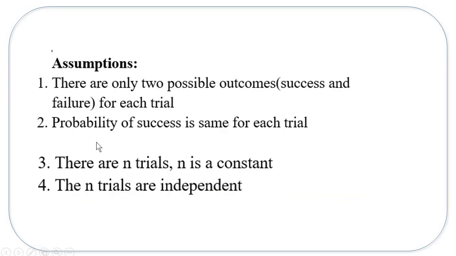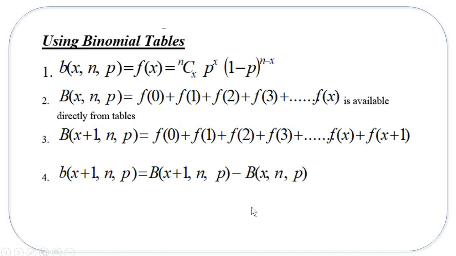Now we are assuming these four conditions whenever we are solving a binomial distribution problem. That is, there are only two possible outcomes such as success and failure for each trial. Probability of a success remains the same for each trial, and there are n trials where n is a constant and all these n trials are independent.